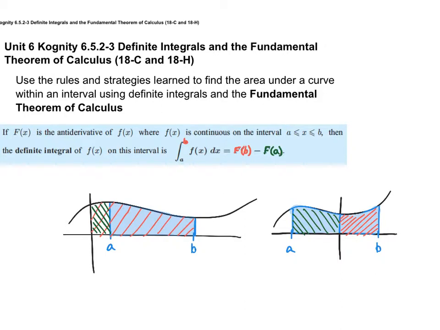Okay? So we end up doing a minus a negative, and it gives us a minus a negative area. And I know that seems kind of weird, but that's what's happening. Okay?